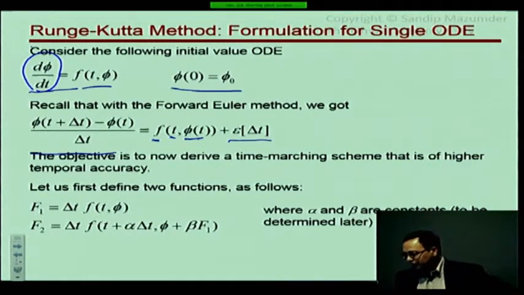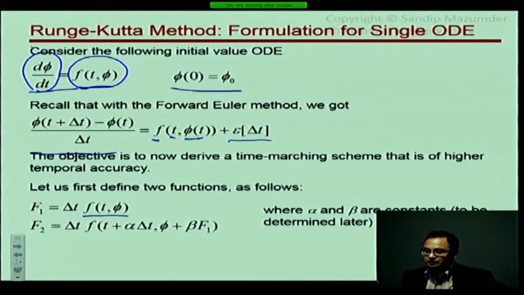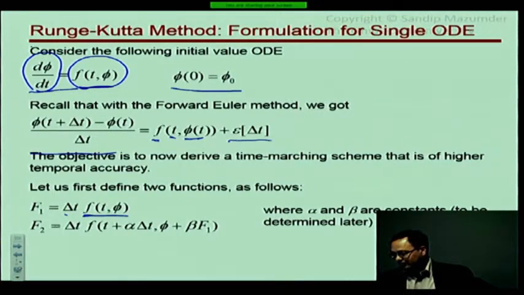So to do that we propose to use two different functions, capital F1 and capital F2, defined as follows. So F1 we'll define as delta t times the function f, which is often called the driving function or source function. Okay, so delta t times that, and then another function which is that same function f, but now evaluated at a different time instance and a different value of phi.